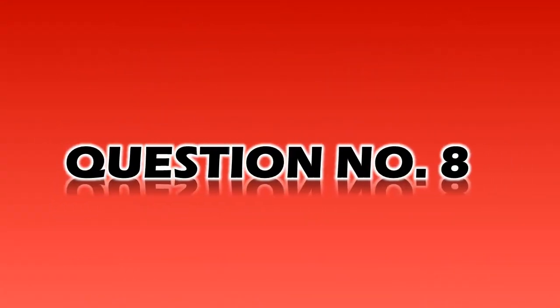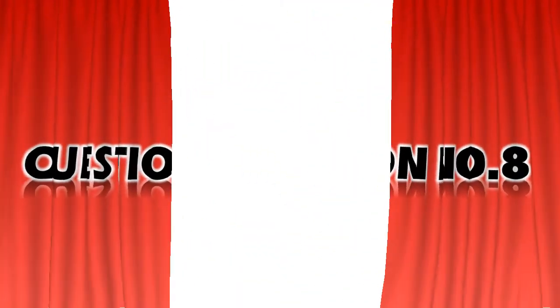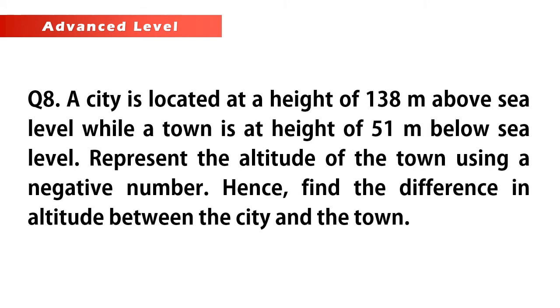Question number 8. A city is located at a height of 138 meters above sea level while a town is at height of 51 meters below sea level. Represent the altitude of the town using a negative number. Hence, find the difference in altitude between the city and the town.